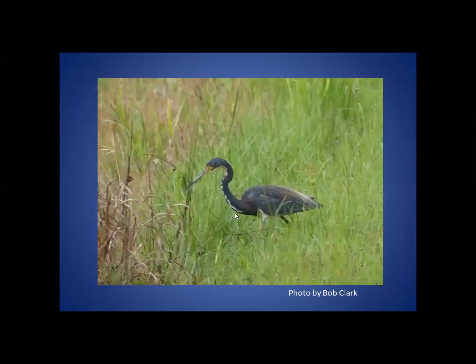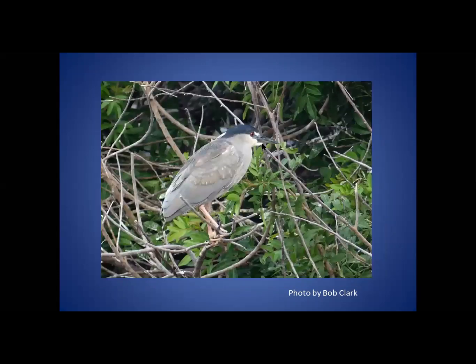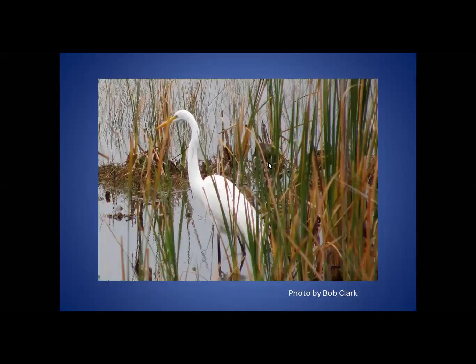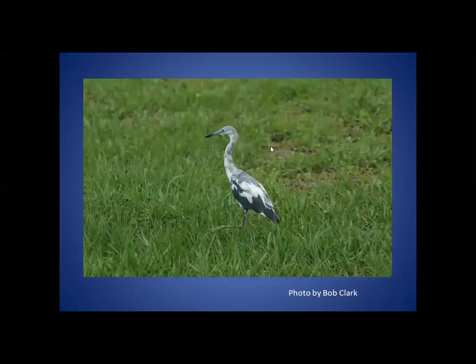And here's the tricolored heron. You know it's a tricolor because it's got that yellow lore and it's got that white trailing down the throat. And you can even see a little bit of the white plumes coming out of the back of the head. And obviously a black-crowned night heron. It's not a mature bird, but you can still tell it's a black-crowned night heron. Big red eye. Great egret, all white bird, black legs, long, thin, yellow bill.